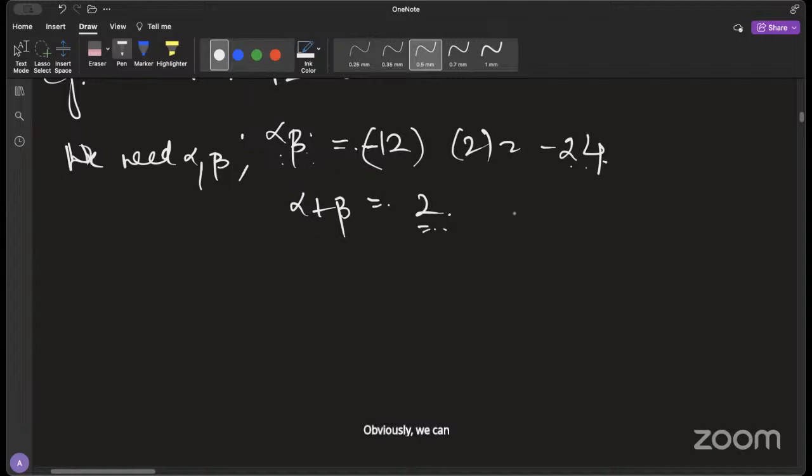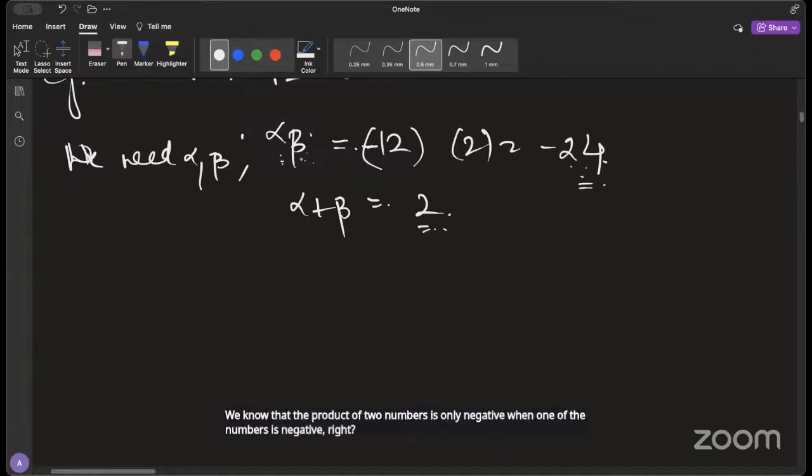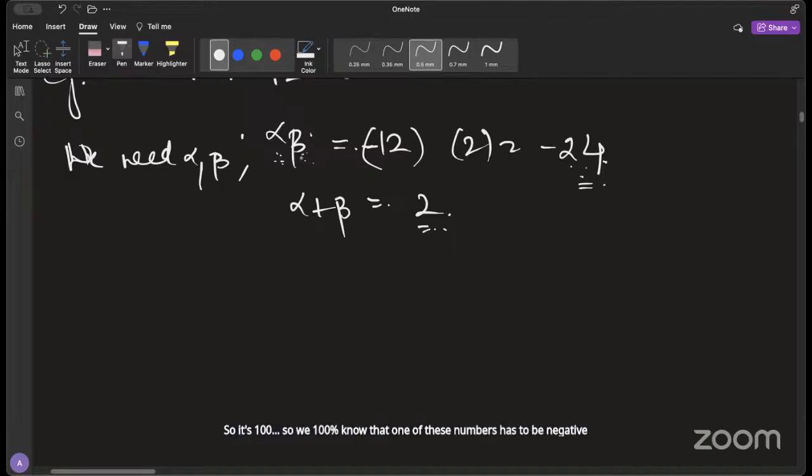Obviously we can do minus this. Let's try to find some logic in this. We know that the product of two numbers is only negative when one of the numbers is negative, right? Yes, ma'am. So we 100% know that one of these numbers has to be negative and the other one has to be positive, right?